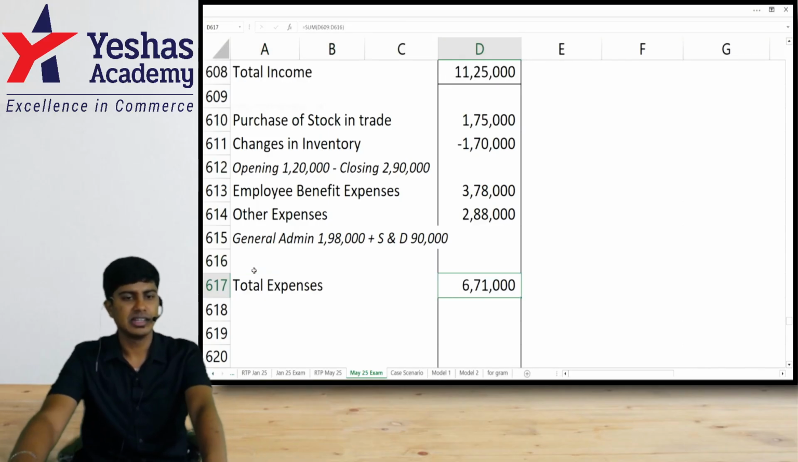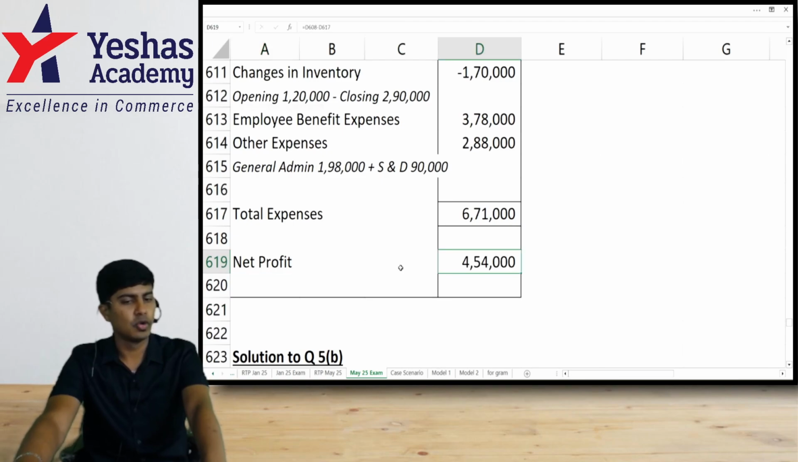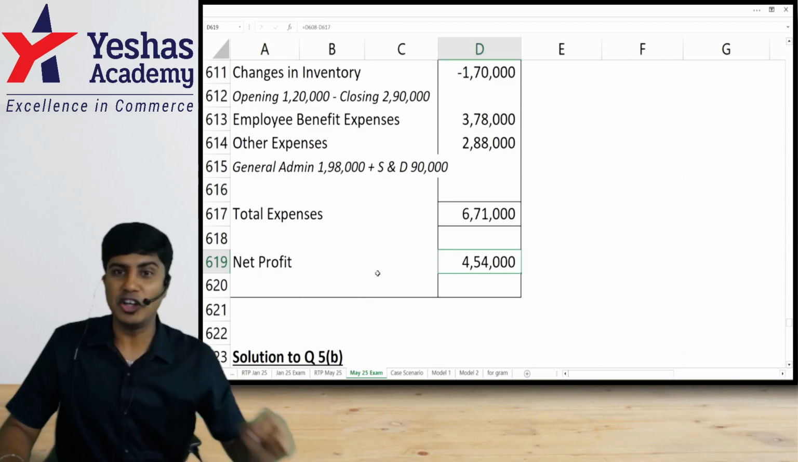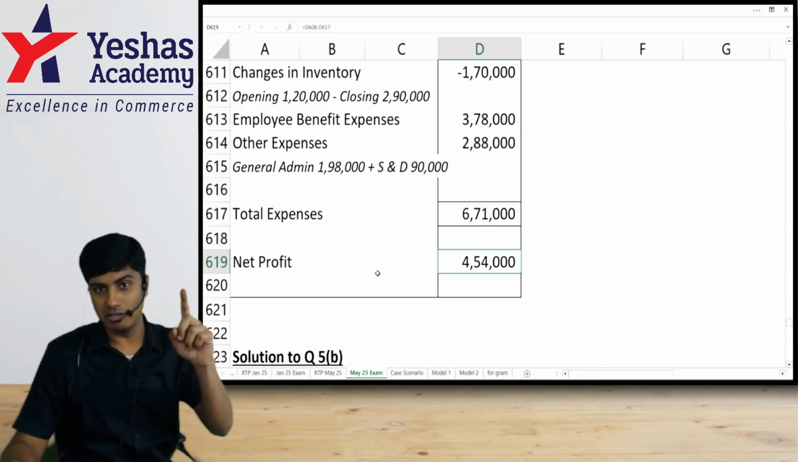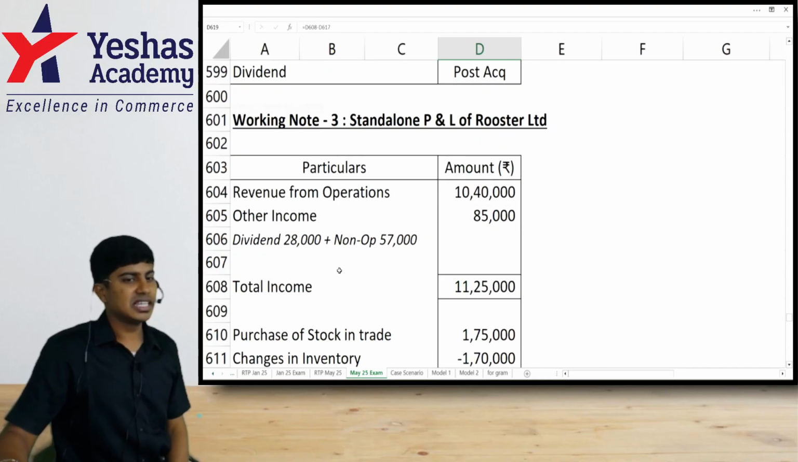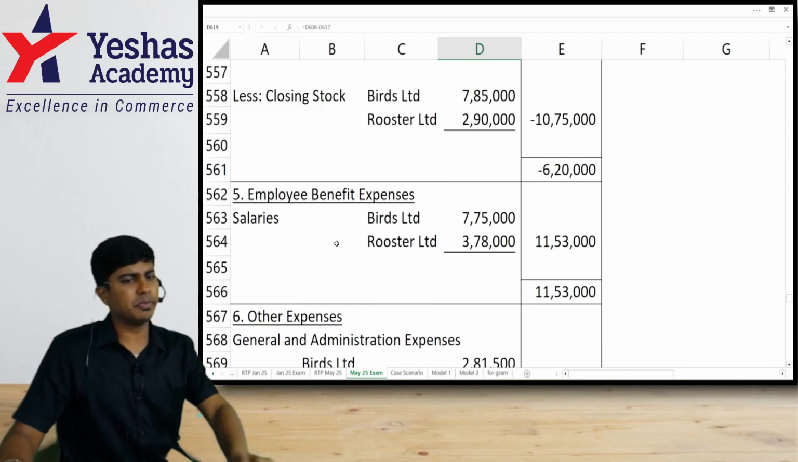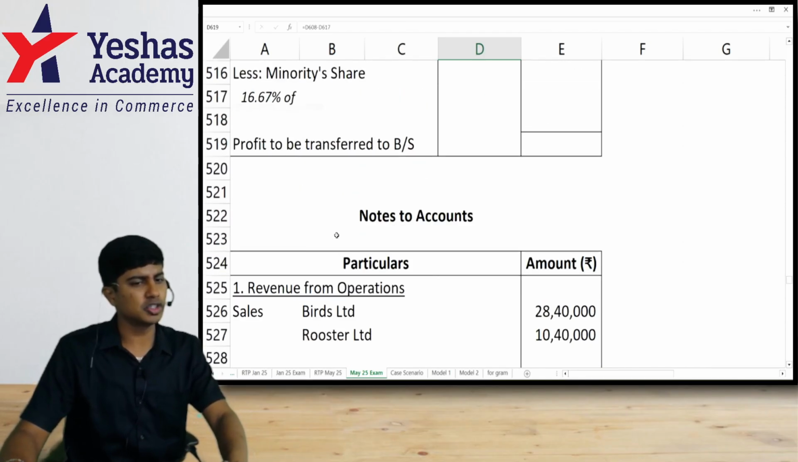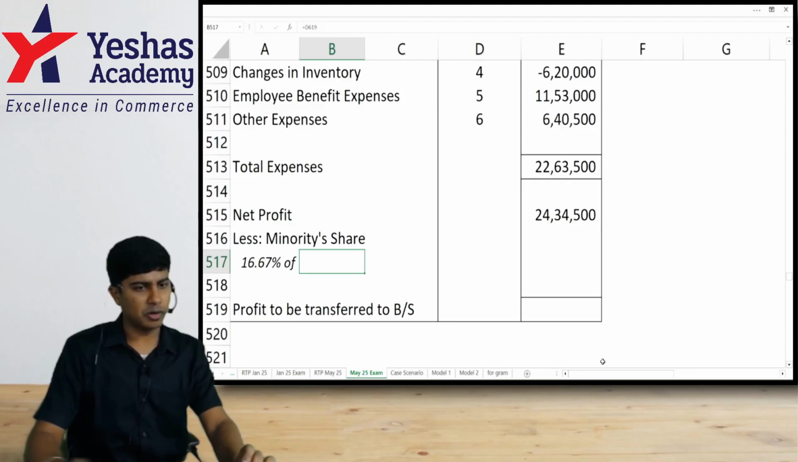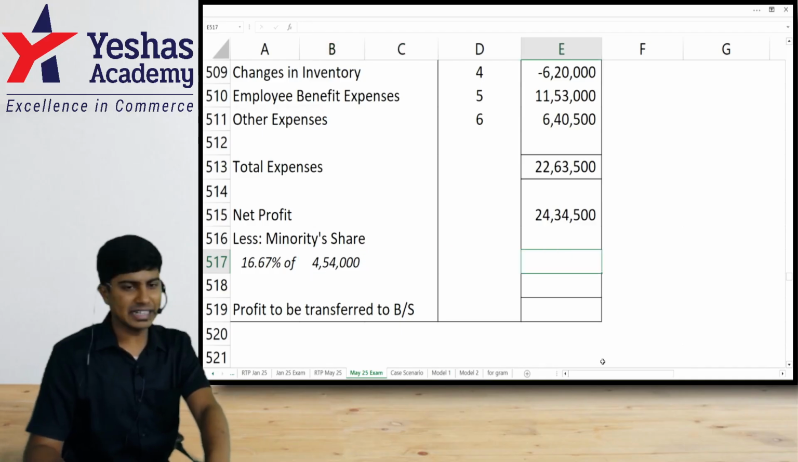6 lakh 71,000. So total income 11,25,000, total expense 6,71,000. How much is net profit? 4 lakh 54,000. This is the profit of the subsidiary from standalone PL before eliminating intercompany transactions. Of this, 16.67 percent, correct? 16.67 percent belongs to minority. So I would write that profit which we determined there. How much is that? 4 lakh 54. Deduct it here.